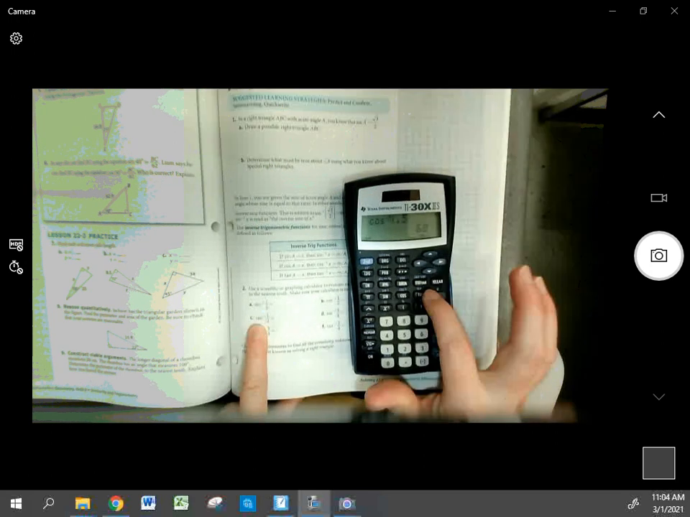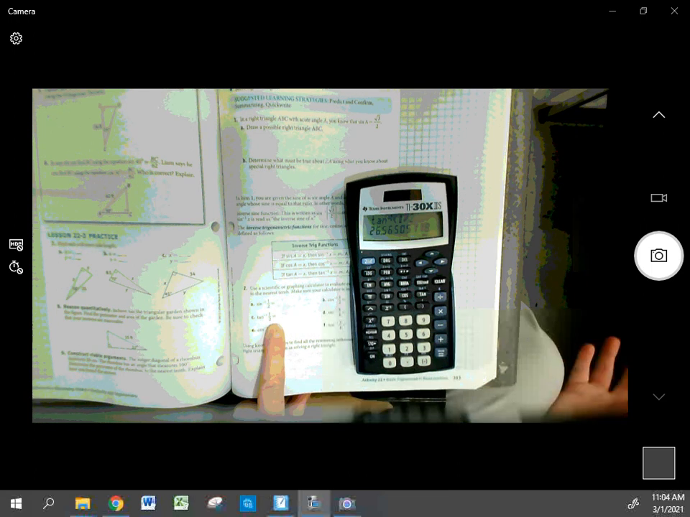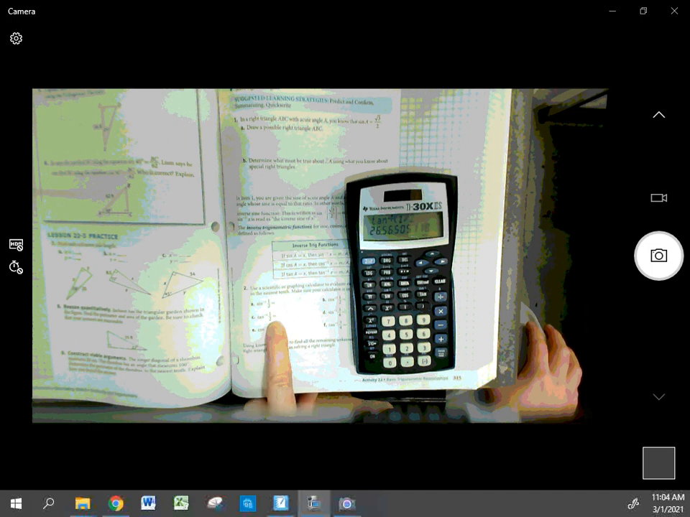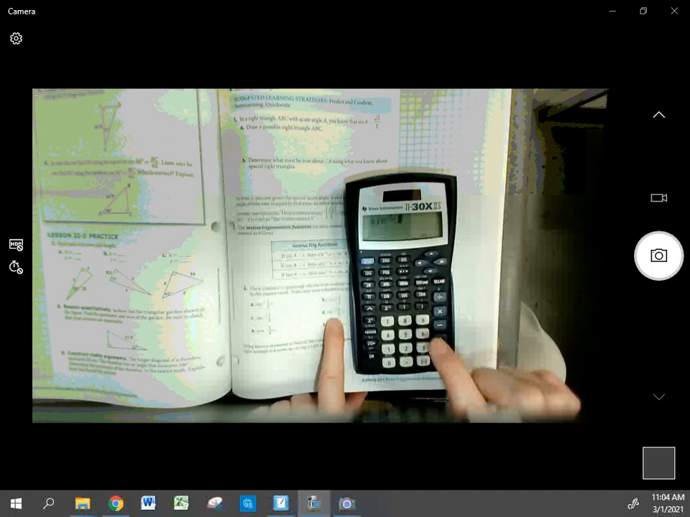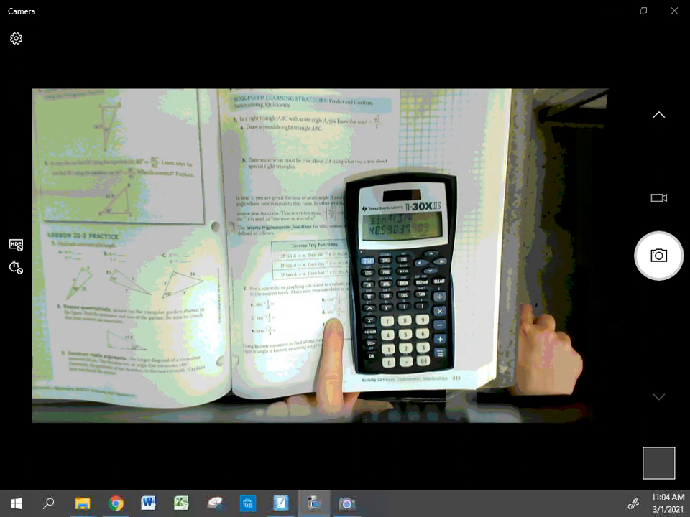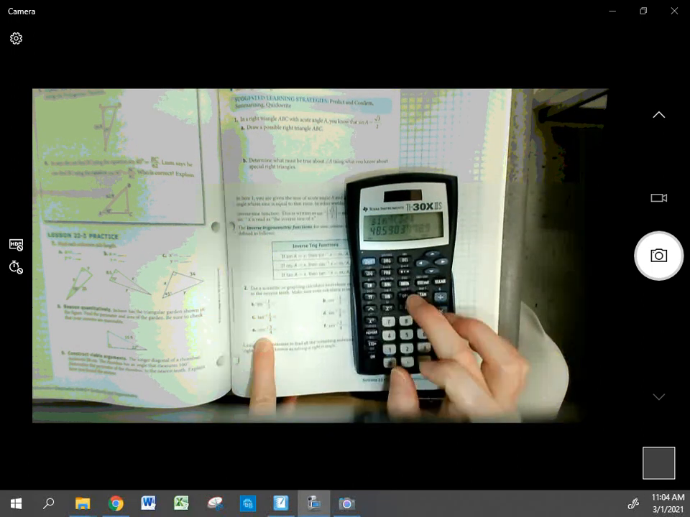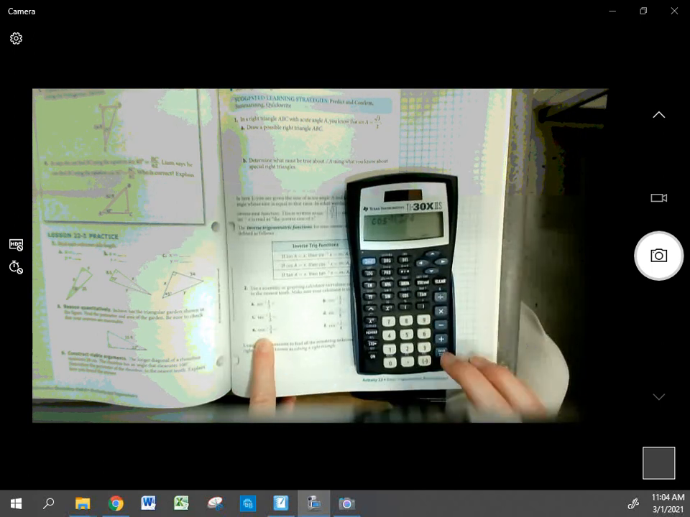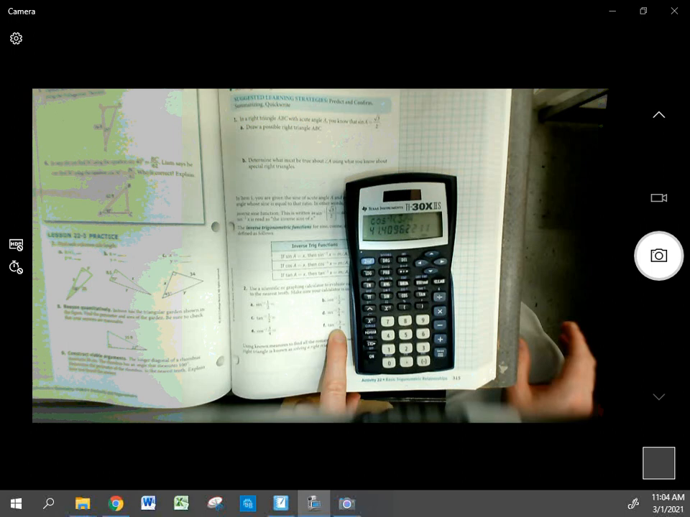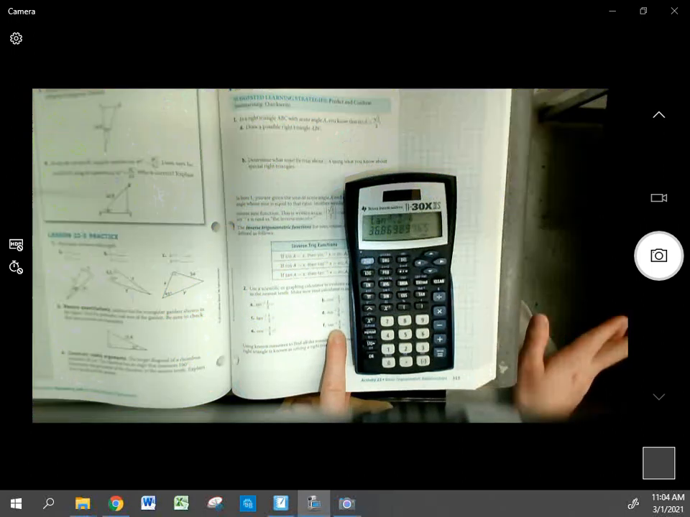Looking at C, second tangent inverse of 1/2 is 26.6. And they said round to the nearest tenth, so 26.6. For part D, sine inverse of 3/4 should give you 48.6. All you're doing is plugging these into your calculator. Second cosine, 3/4. So cosine inverse of 3/4 is 41.4. And then part E, you should get 36.9.